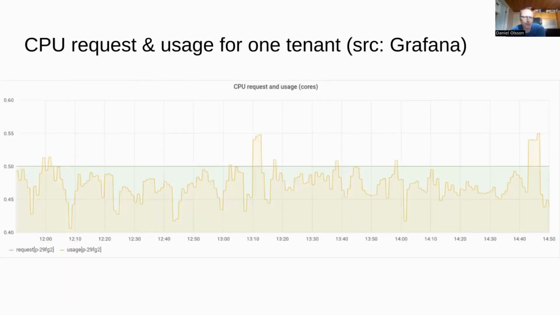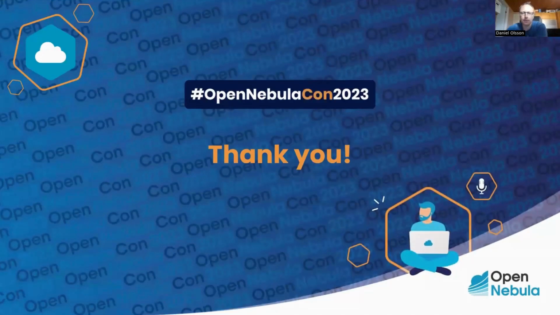Another custom metric, or two actually, custom metrics we can see in this Grafana graph. So we are using Grafana for monitoring, doing nice dashboards. And right now we are looking at one single tenant and what CPU this tenant has reserved, and that is the green line. And we can also see the actual usage of this tenant. So that's all. Thank you.